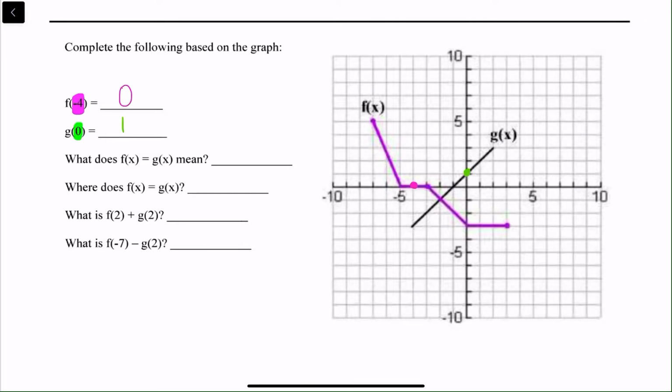What does it mean when f of x equals g of x? That means it wants to know where f of x has the same y value as g of x. Then this is where my 2 functions cross. Where 2 things cross is called the point of intersection.